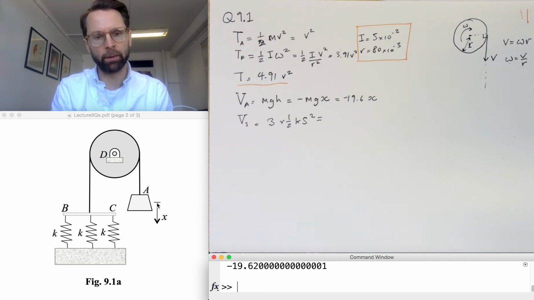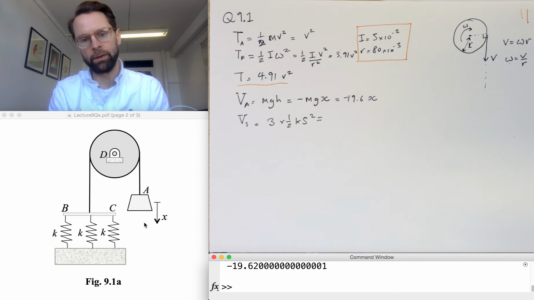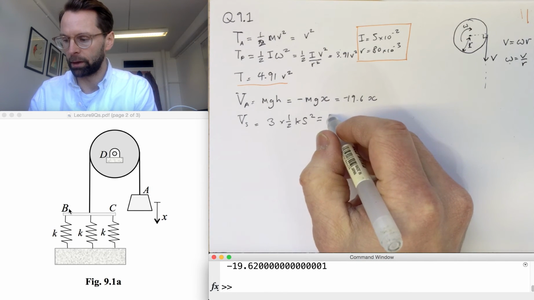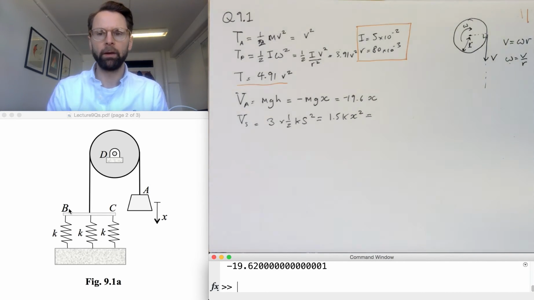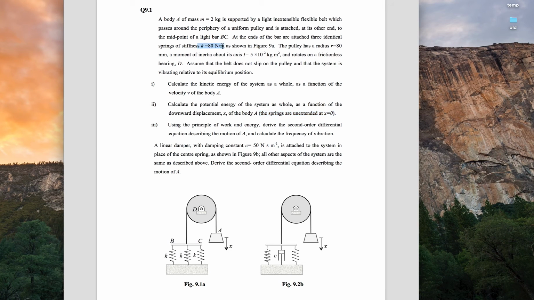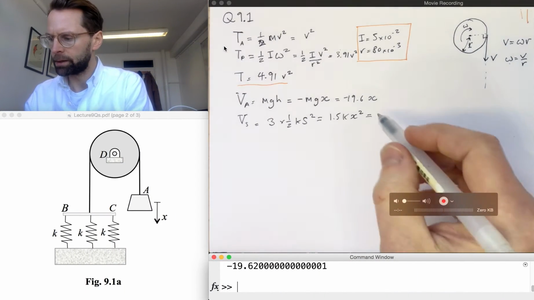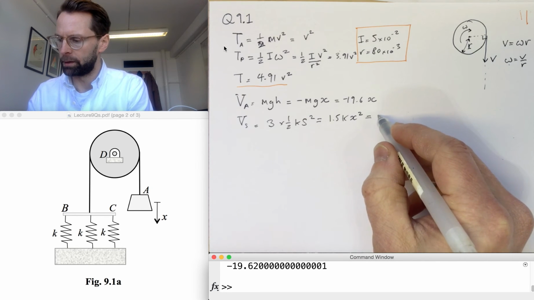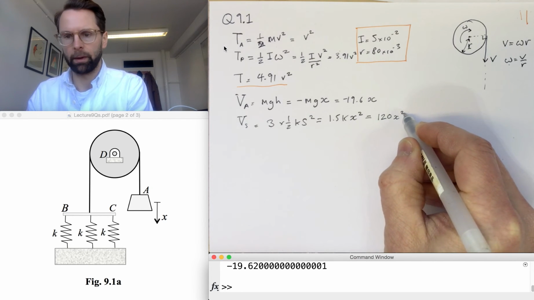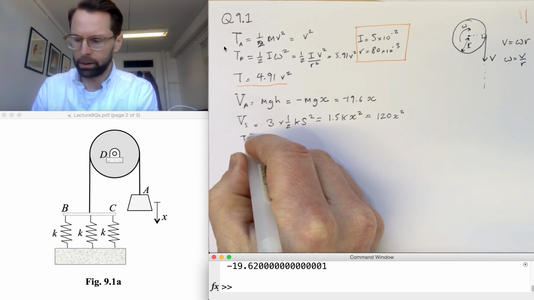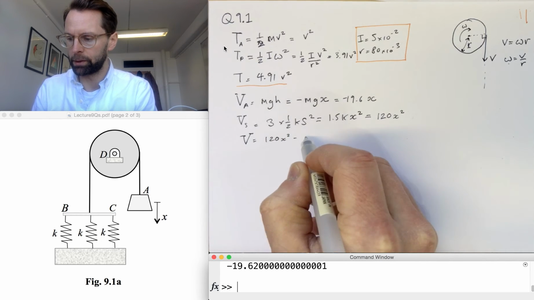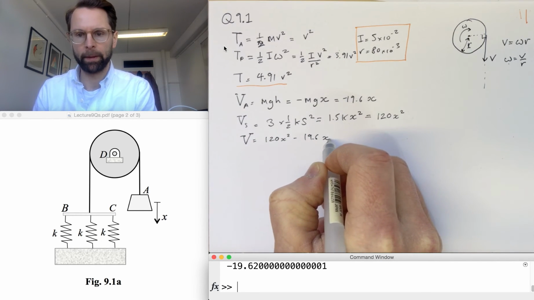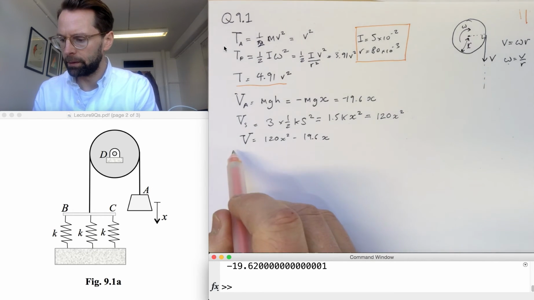And the stretch in this case, well, if this has moved downwards a distance x, then this would have moved up a distance x, so the stretch is just x. So this goes to 1.5 k x squared. And k, which is in the question, is 80 newtons per metre. So 80 times 1.5 is 120 x squared. So the total potential energy is the sum of these two things together, so it's 120 x squared minus 19.6x. And that's the part 2 done.